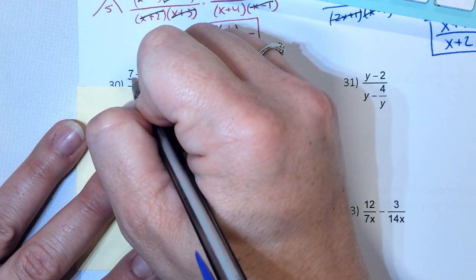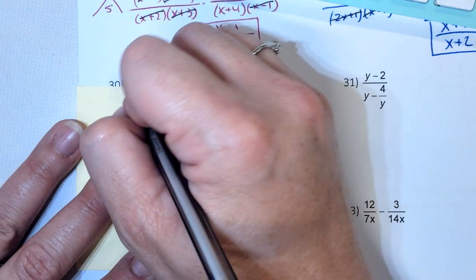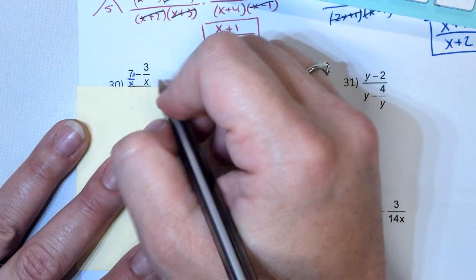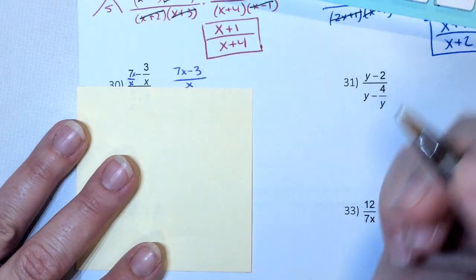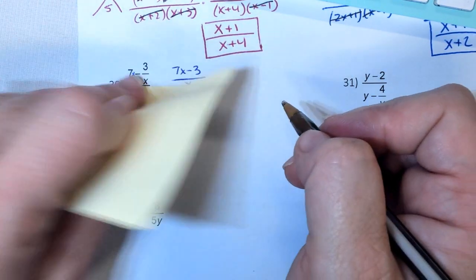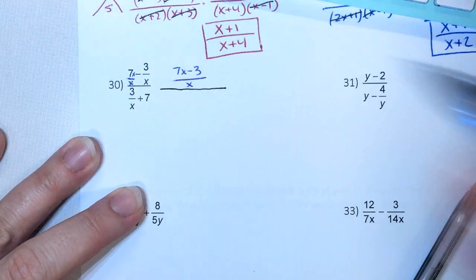Well, this doesn't have a denominator. You could put a 1 if you wanted. But this has an x, so therefore this needs an x. So if I give the bottom an x, I have to give the top an x. And I end up with 7x minus 3 over x. Well, now it has one fraction. So it's one happy fraction. I don't know if you remember, but that's what the note said. One happy fraction over another happy fraction.